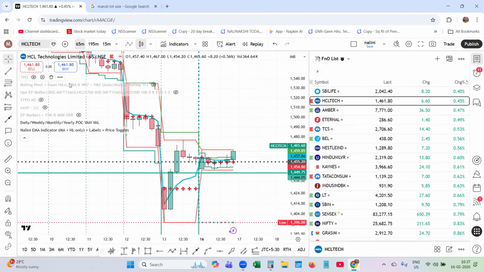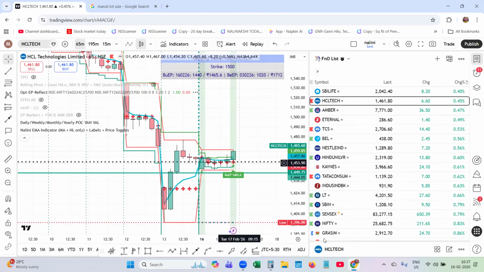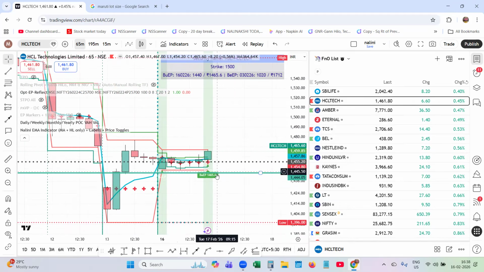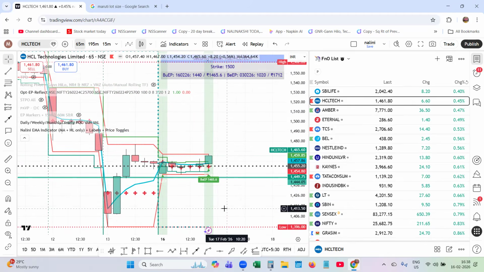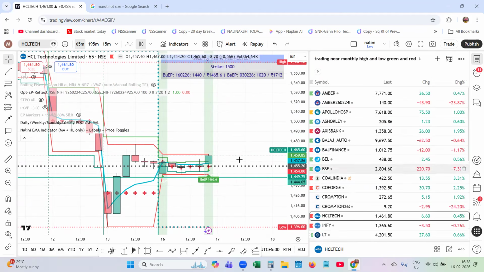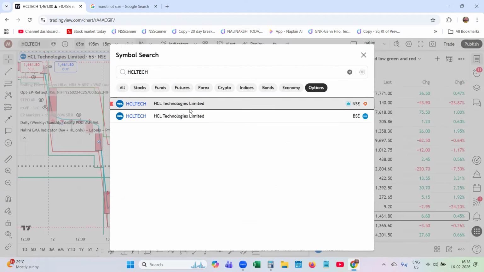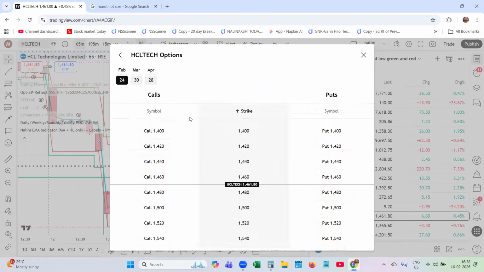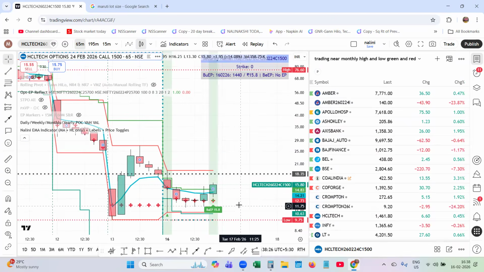So if I enable option EP, the EP has been triggered, indicating high volume is triggered, and the 1500 strike is showing. So you can keep the 1500 call option. Let me add it to my watch list. Trading near monthly high. It's already there. Here I'll add the 1500 call option. A day before itself you can be prepared. That doesn't mean that I'm going to take this.